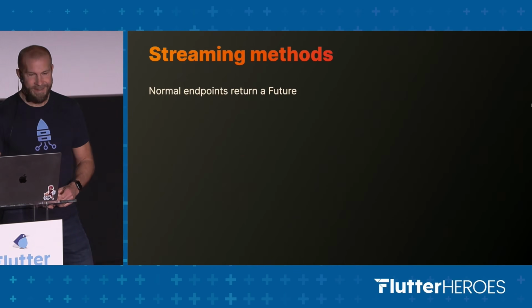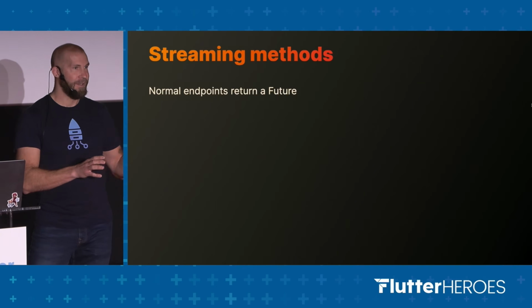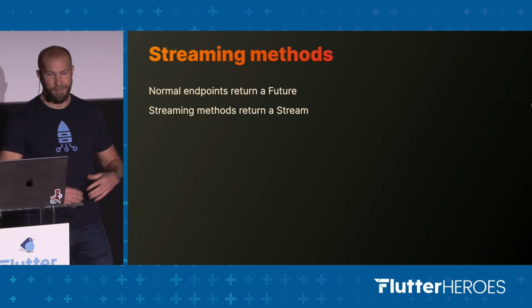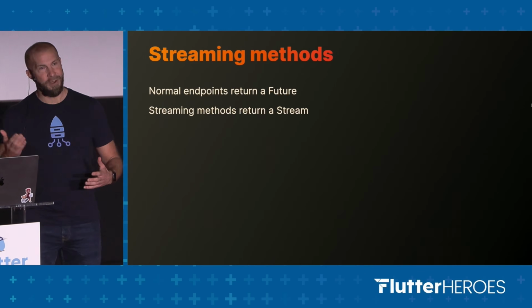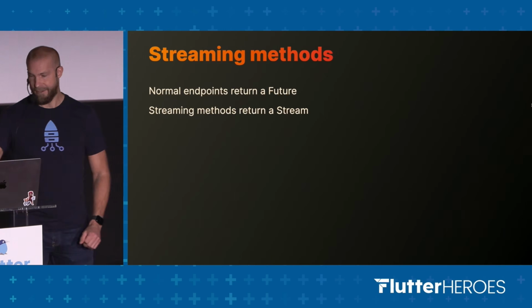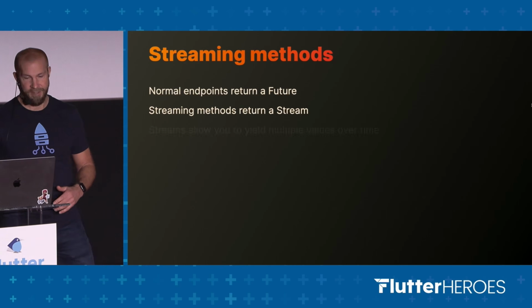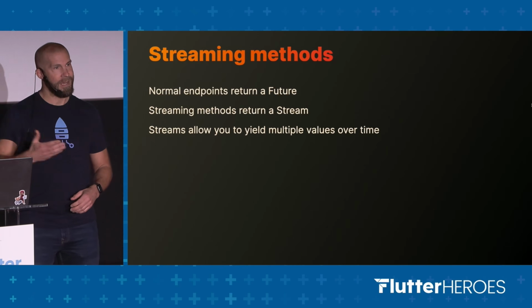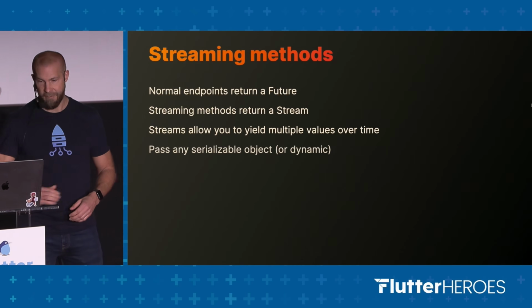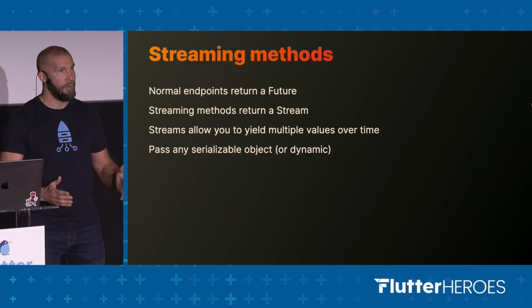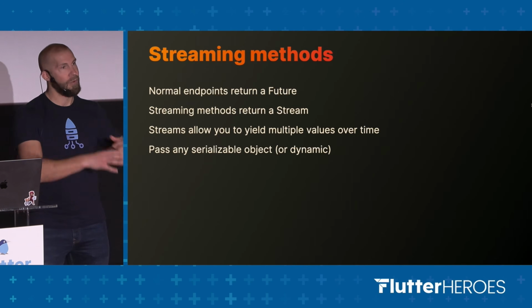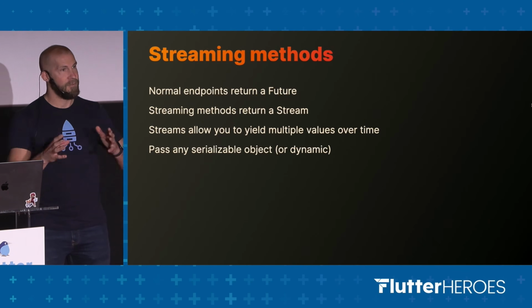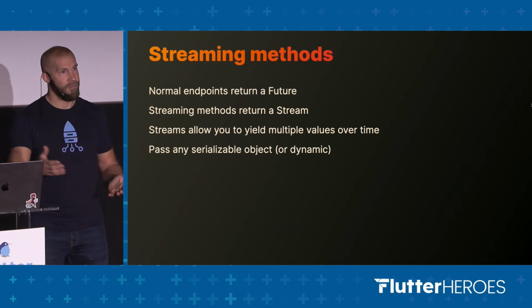Basically, the normal endpoint methods return a future, right? Instead, we can just return a stream, because that's how we typically handle a number of returns from a single method in Dart. Dart has a great interface for handling streams. So that allows us to yield multiple values over time, instead of just returning a single value. And in Serverpod, you can yield any type of serializable objects, that's the data models, or sets or lists of objects, or any of the primitives.